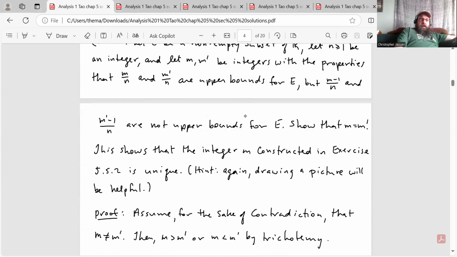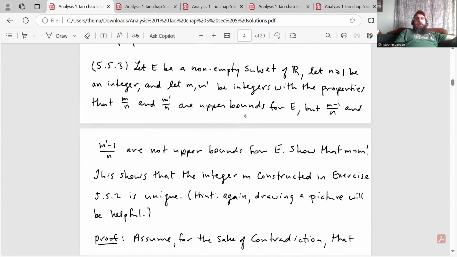Okay. Next, exercise 5.5.3. Let E be a non-empty subset of R. Let n greater than or equal to 1 be an integer, and let M and M prime be integers with the properties that M over n and M prime over n are upper bounds for E, but M minus 1 over n and M prime minus 1 over n are not upper bounds for E. Then Tao wants us to show that M equals M prime. This shows that the integer M constructed in the previous exercise is unique.